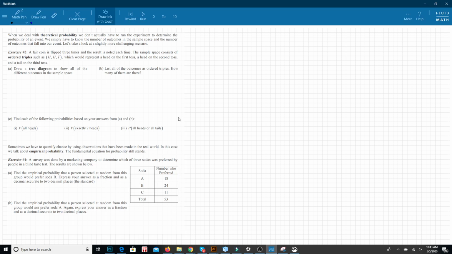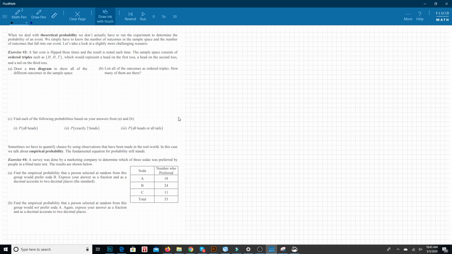So it says when we deal with theoretical probability, we don't actually have to run the experiment to determine the probability of an event. We simply have to know the number of outcomes in the sample space and the number of outcomes that fall into our event. Let's take a look at a slightly more challenging scenario. Again, this is the backside of the sheet that I did assign to my class, which is what I'm going over on this channel right now.